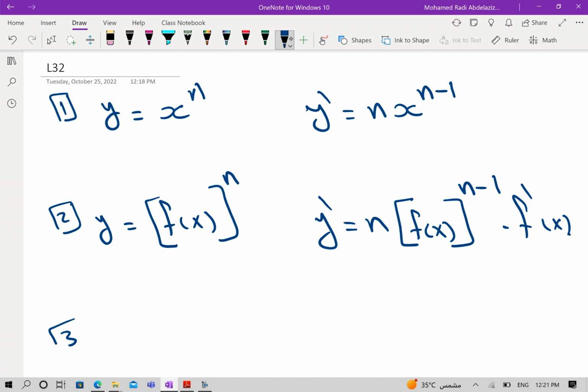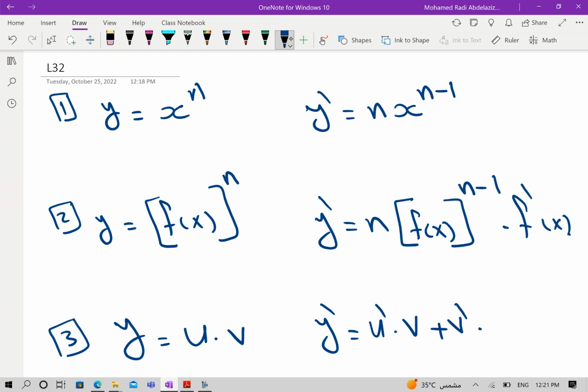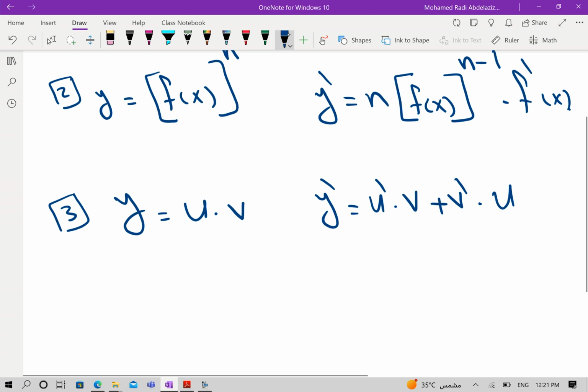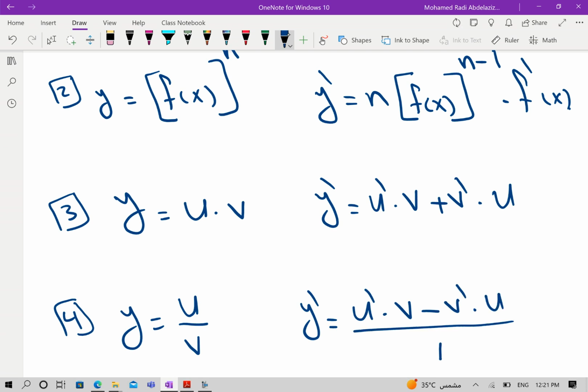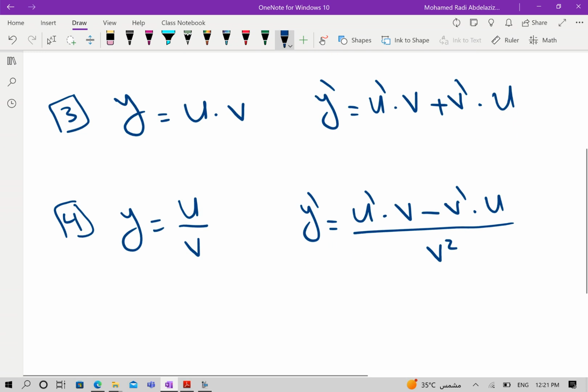Number 3, if we have a function written as u times v, so y dash will be u dash times v plus v dash times u. Number 4, if we have a function written as u over v, so y dash is u dash times v minus v dash times u all divided by v squared.